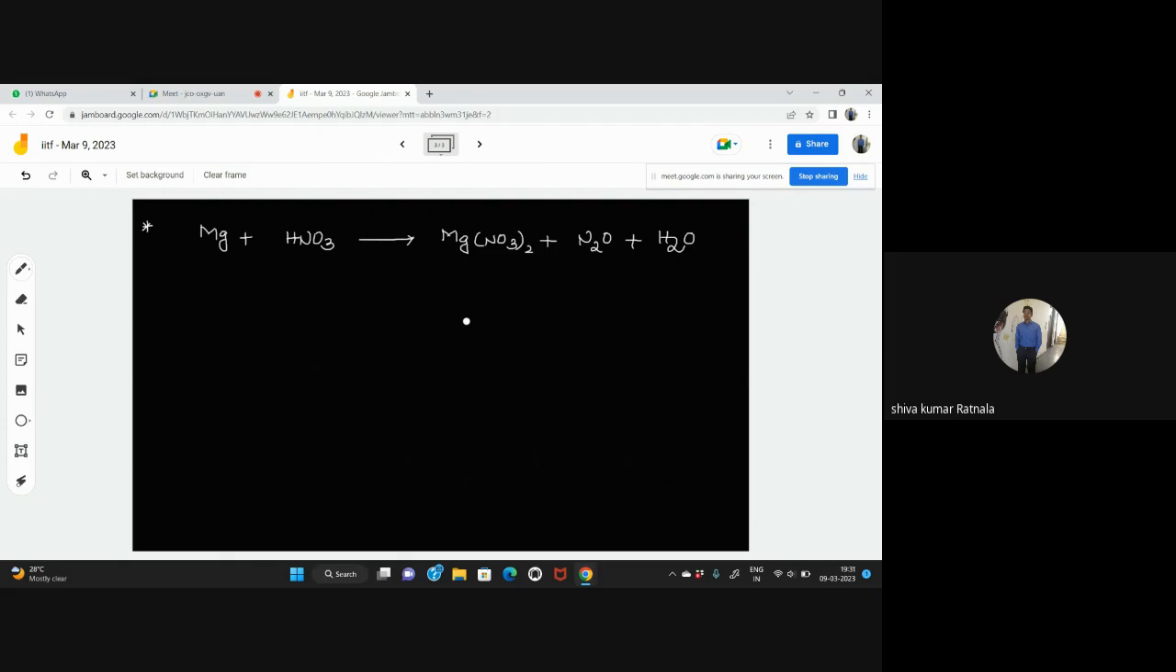Now see, in this one, what is step 2? First we have written the skeletal equation. What is step 2? Sir, oxidation states. Let me write step 2. Sir, Mg 2 plus, H plus 1, NO3 minus 1. Writing the oxidation state numbers.